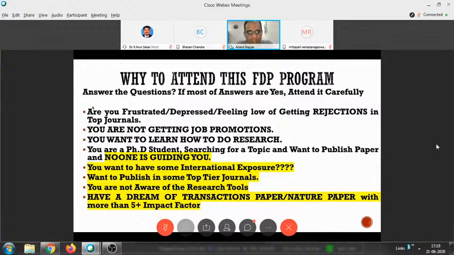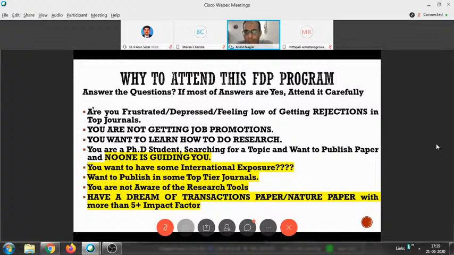So see this, everybody. Are you frustrated, depressed, and feeling low from getting rejections in top journals? You are not getting good job promotions. You are stuck in your job for more than 5 to 10 years, even after your PhD, as an assistant professor. You want to get promoted to associate professor and professor. You have a dream to work for a big university among the top 500 ranked. You have a dream, yes or no? If yes, then this is the place to be with me.